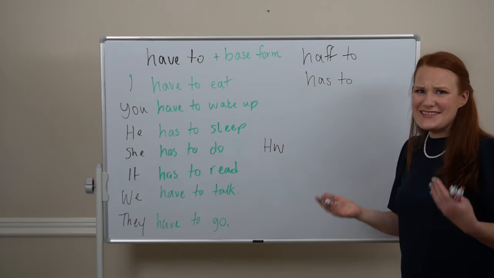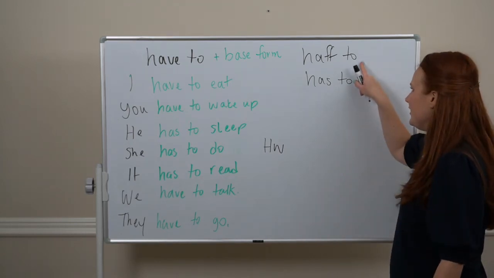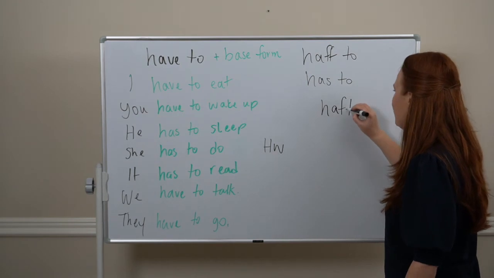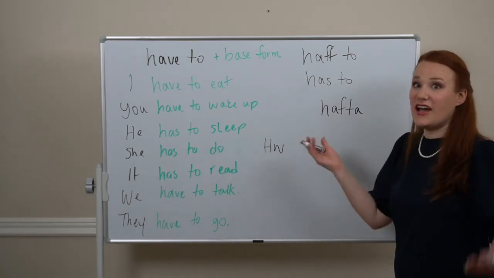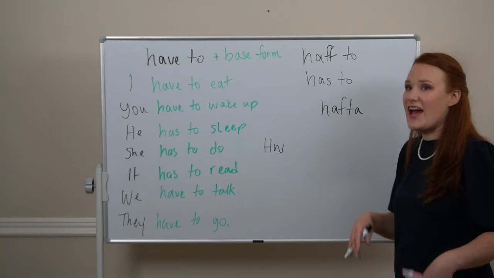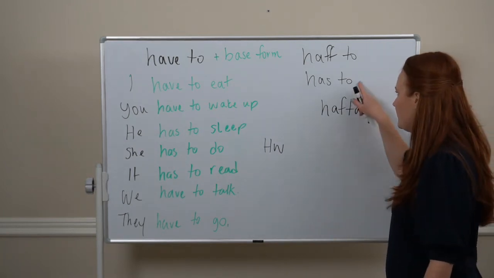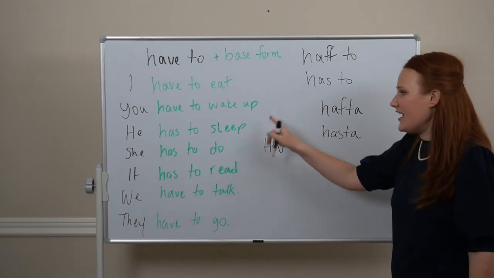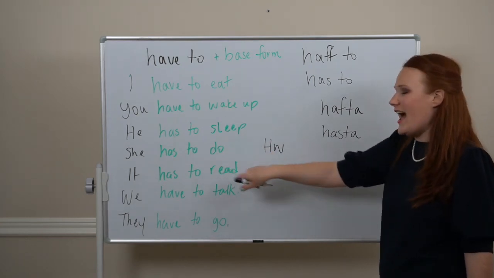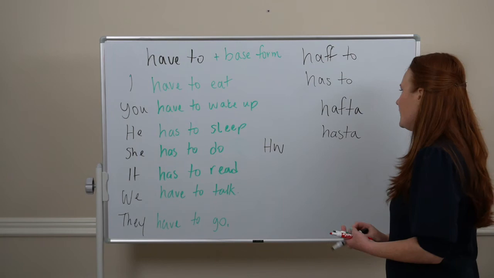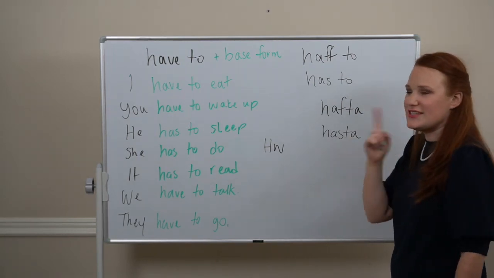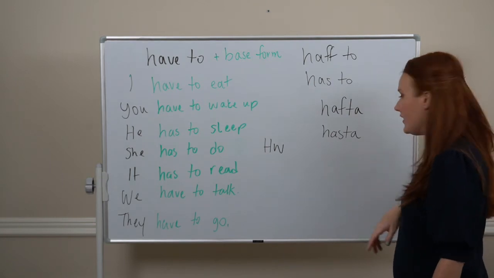And also, sometimes we get lazy. We don't say have to. It just comes out like hafta. I hafta go. I hafta do homework. I hafta teach. Or for this one, it'll be pronounced hasta. He hasta sleep. She hasta do homework. It hasta read. So don't write this. This isn't written English. Just speaking. That's what it sounds like.